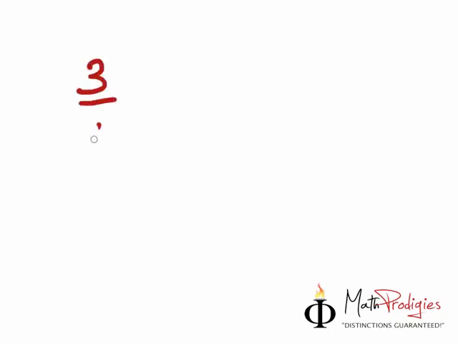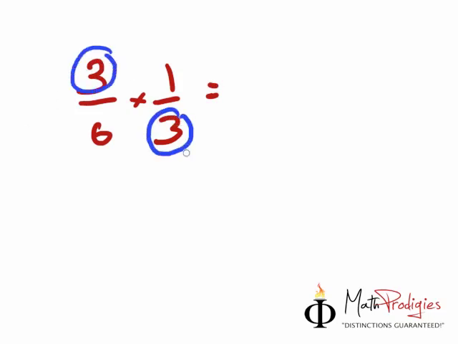Let's say it's 3 over 6 times 1 over 3. Now, I don't want you to think about this so much, but I'm just going to show you a little trick. Whenever the numbers in these two areas are the same or are multiples, you can actually cancel it off. You cancel 3, you cancel 3, you get 1 and 1. So, 1 times 1 gives you 1. 6 times 1 gives you 6.